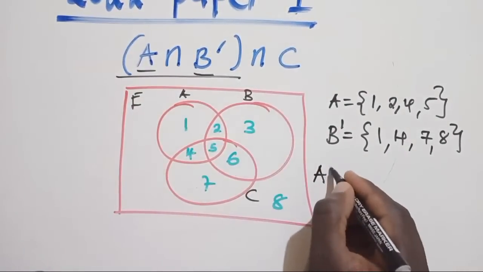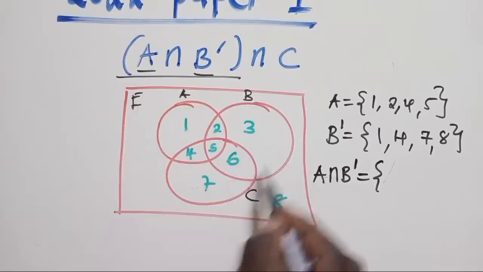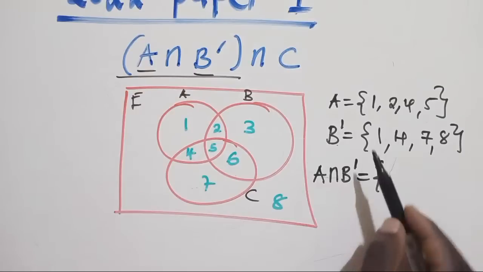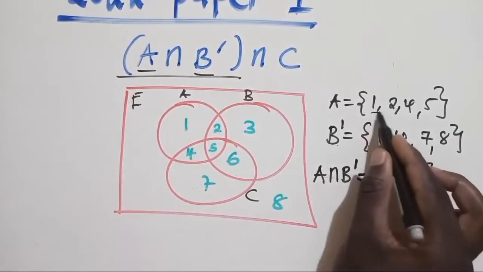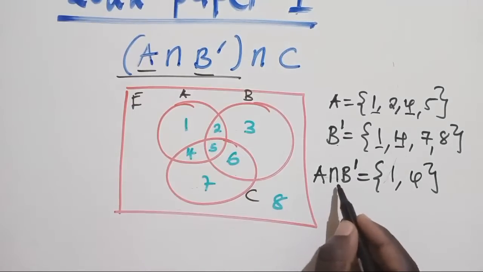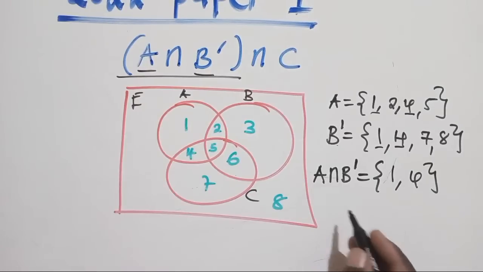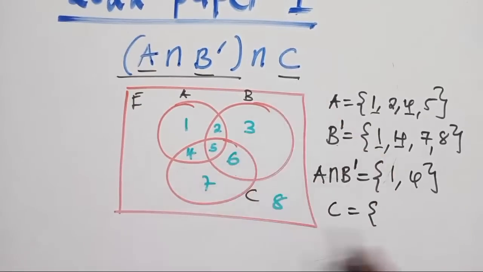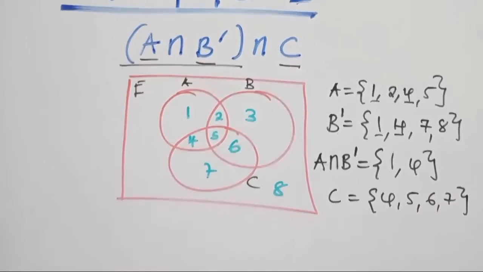Now I'm going to find A intersect B complement. I'll look at what I have here, because A is here and B complement is right here. What is the intersection of this and this? We have 1, 4. Remember, intersection means what is found here and here. That is the 1 and 4. When we identify that, we go to C. What is our C? C is 4, 5, 6, 7. We are almost done.